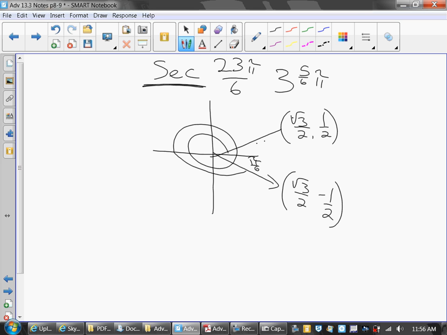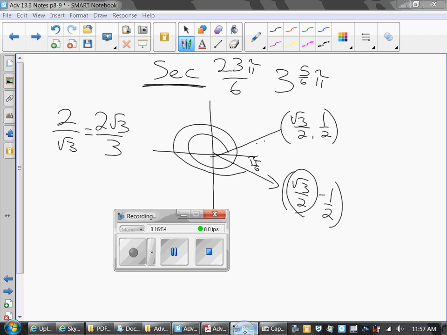Secant is the inverse of what function? Cosine. So I have to take the inverse here. So it's 2 over root 3, which is 2 root 3 over 3. It's the inverse of the cosine. Cosine equals root 3 over 2, so you flip it. Okay? Hold on to this. These are going to help you with what we do tonight, because we're working backwards tonight. We're going to work backwards. Let me pause these.